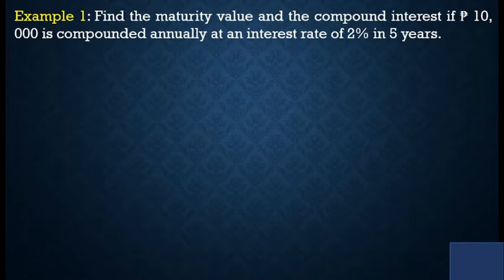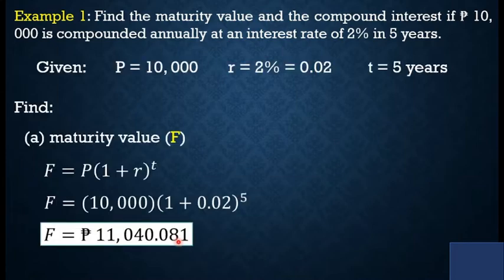Okay, what is the future value or the maturity value? Okay, please check if your answer is correct. So, write first the given. The principal, our P, is 10,000. Rate 2% equals 0.02. The T equals 5 years. Find the maturity value using the formula F equals P times 1 plus R to the power of T.